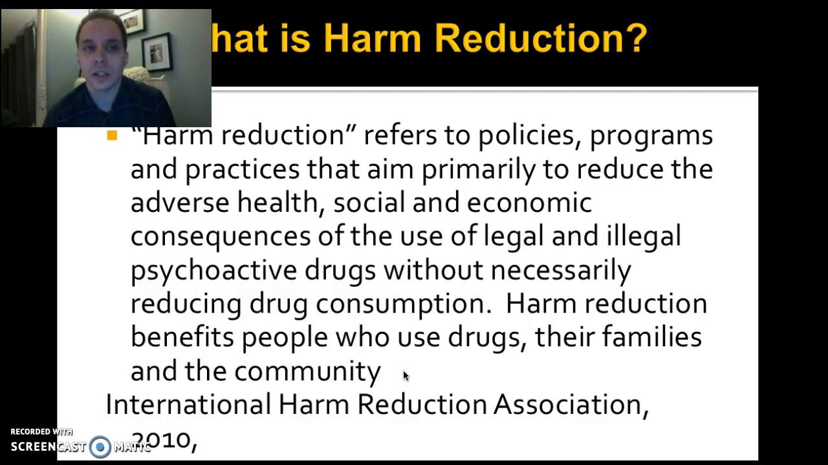And so with harm reduction, we are not necessarily encouraging reduced use. Now, a lot of harm reduction strategies will in fact reduce the use, and abstinence is actually a harm reduction strategy. It's not in contrast to harm reduction. Abstinence is a part of harm reduction, but it's not the only form. So the real goal is to reduce the adverse health, social, and economic consequences. The last thing is that harm reduction benefits people who use drugs, their families, and the community. So it really isn't just for the people who struggle with substance use, it's also for the community.